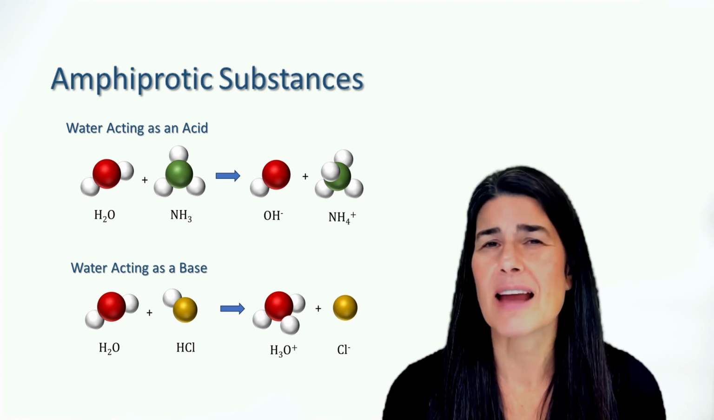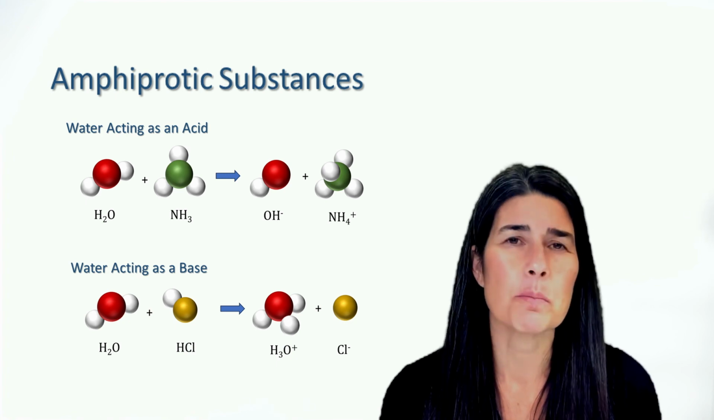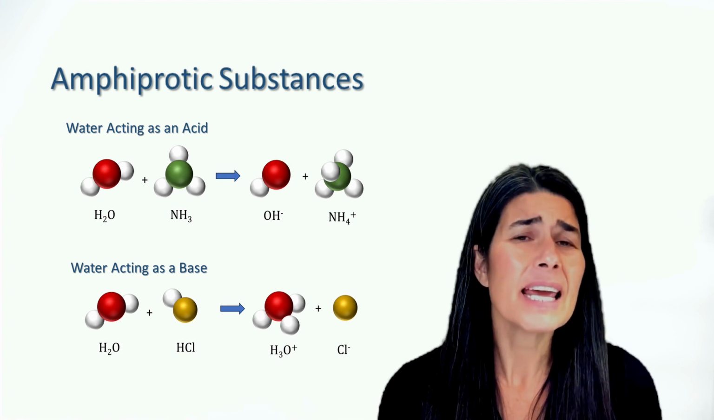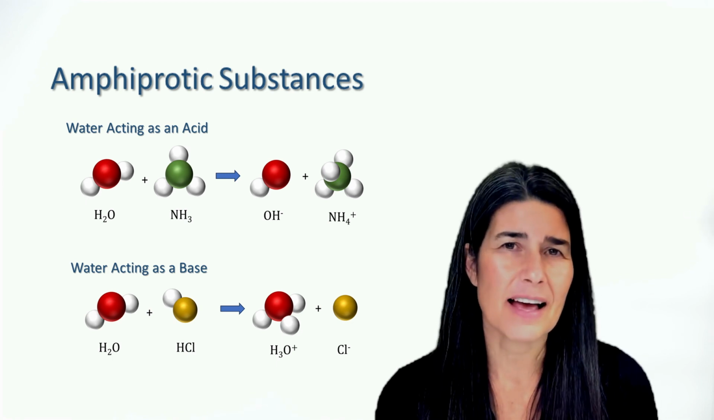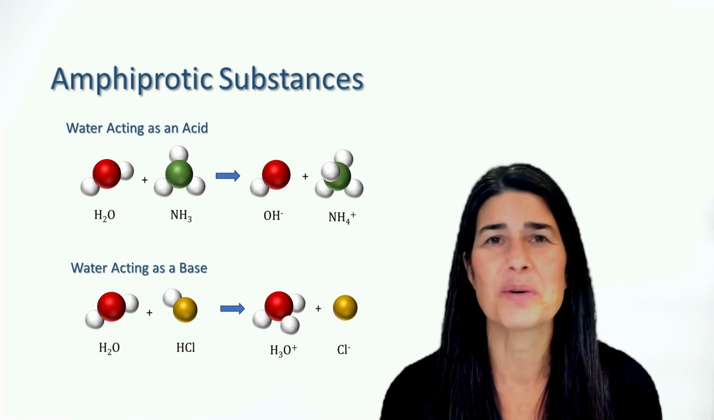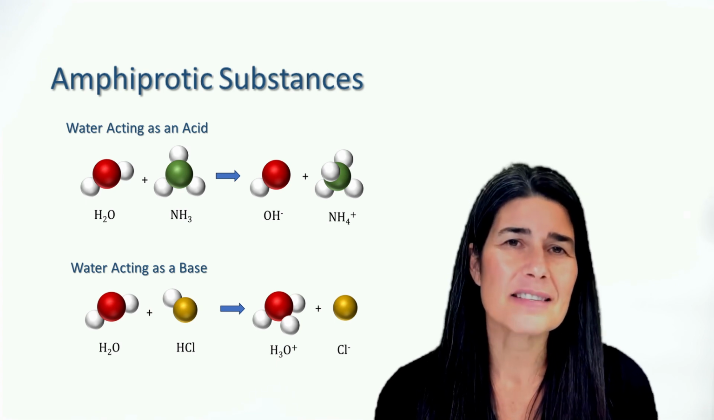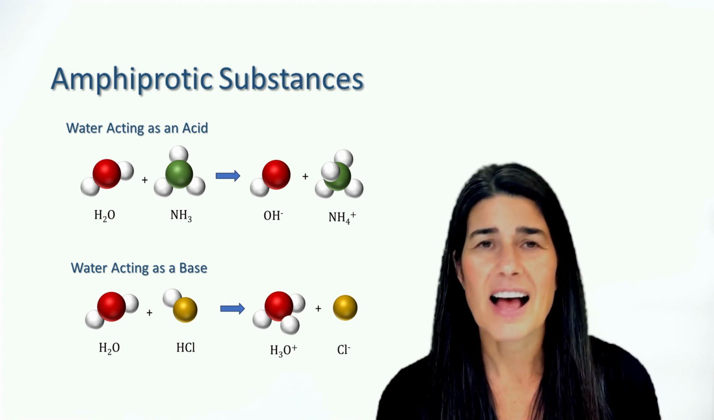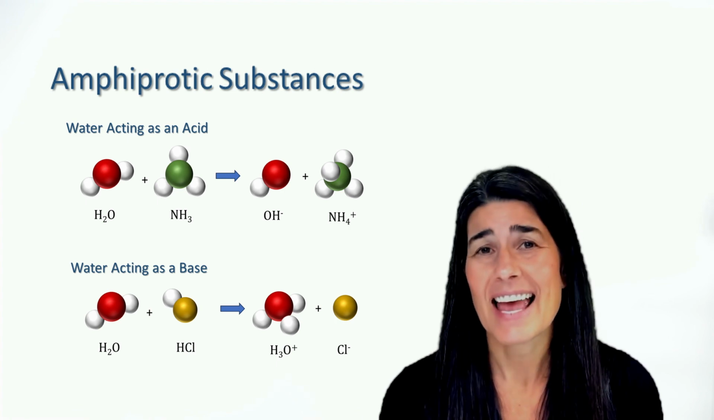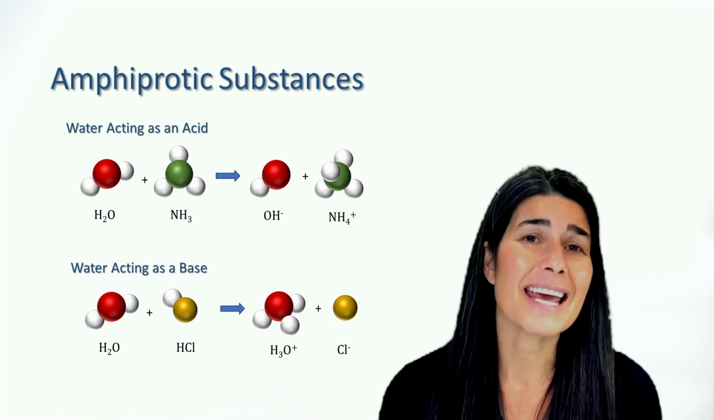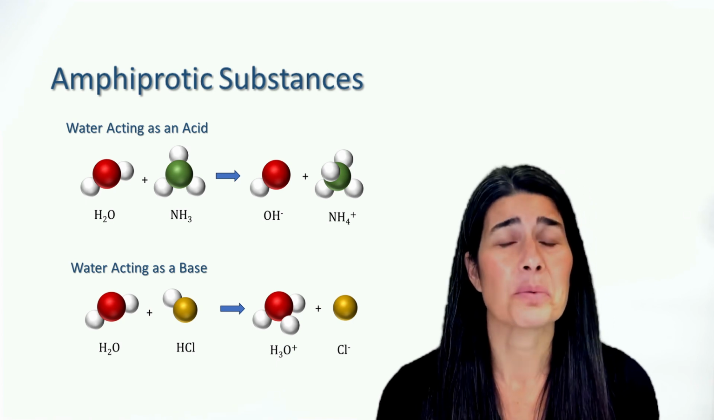Water can behave as an acid if you put it with a base, or water can behave as a base if you put it with an acid. If water acts like an acid, it can lose an H+ ion because that hydrogen is attached to an electronegative oxygen atom. If water loses an H+, it forms hydroxide. On the other hand, water can function as a base and take in an H+ ion. If it takes in an H+ ion, it forms hydronium, H3O+.